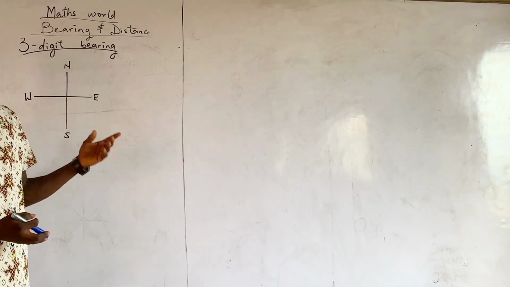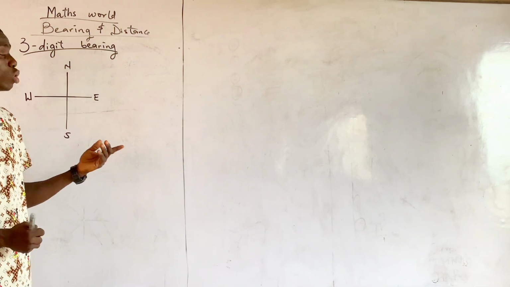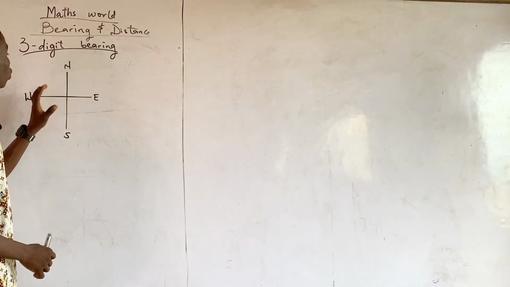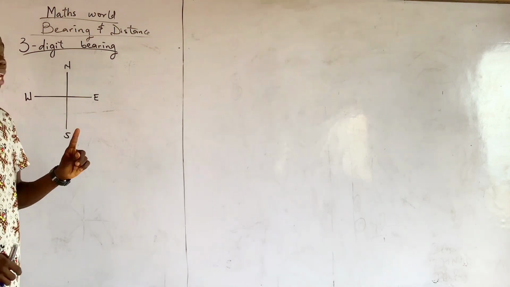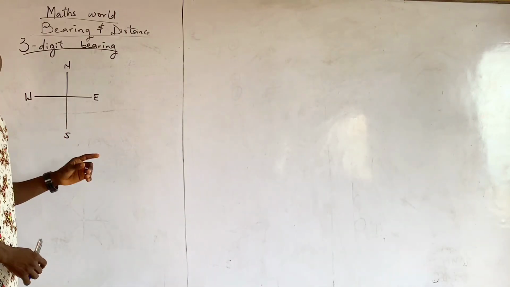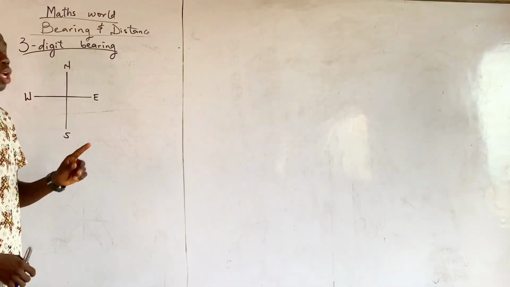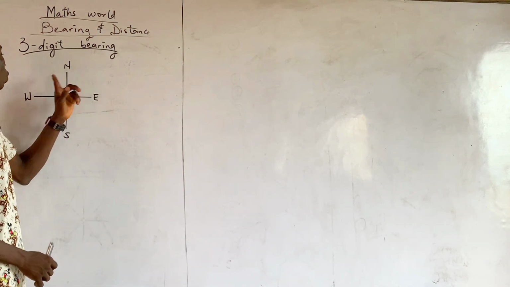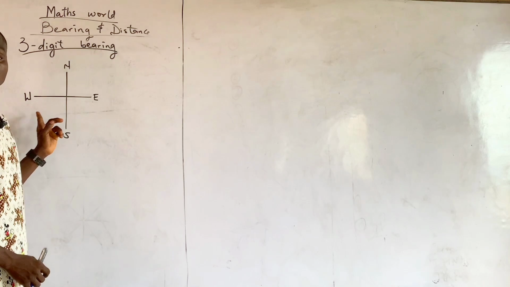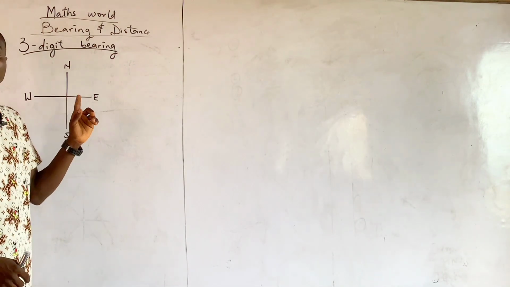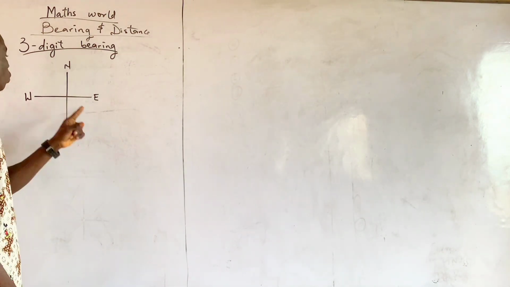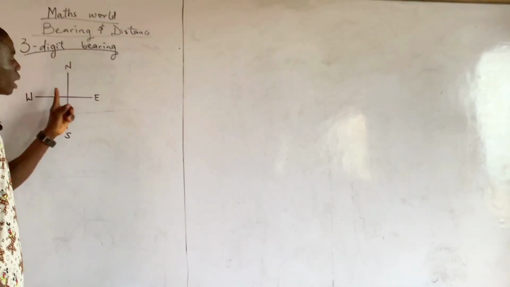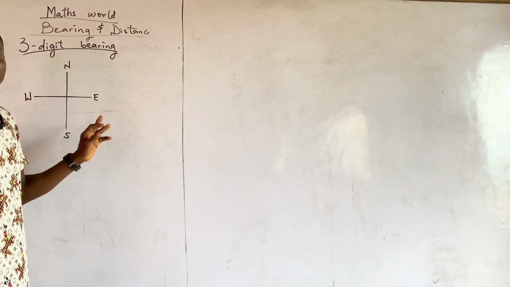We use these cardinal points whenever we want to do bearing. I told you in my last video, this is not like compass bearing, which has two starting points, north and south, which means we can have northeast, northwest or southeast, southwest. But in 3-digit bearing, it has only one starting point, which is north, only north, and we'll be moving clockwise if you are calculating anything.